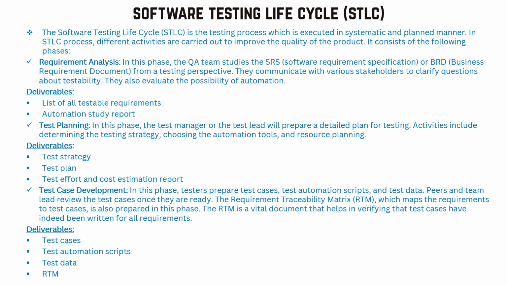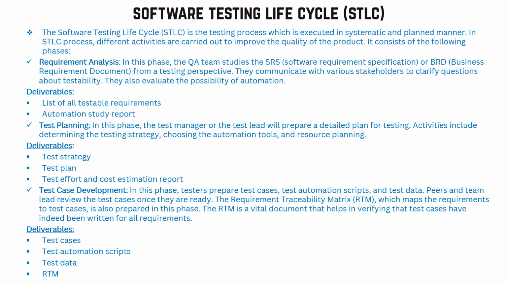The software testing life cycle, or STLC, is the testing process which is executed in a systematic and planned manner. In the STLC process, different activities are carried out to improve the quality of the product, and it consists of the following key phases. The first one is requirement analysis. In this phase, the QA team studies the SRS or software requirement specification, BRS or business requirement specification, BRD or business requirement document, SRD or software requirement document, or sometimes user stories, from a testing perspective.